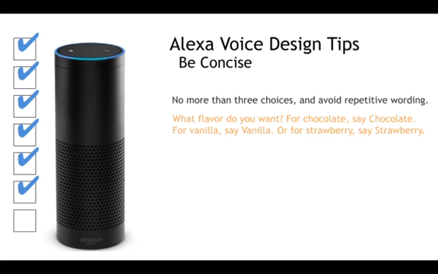Let's say you've automated an ice cream machine that has voice now. So what flavor do you want? For chocolate, say chocolate. For vanilla, say vanilla. For strawberry, say strawberry. That's very convoluted. It's not natural at all. But you can just say, which flavor would you like? Chocolate, vanilla, or strawberry? By just giving prompts like this and speaking naturally, people are going to say one of the options, because those are the options you gave them.